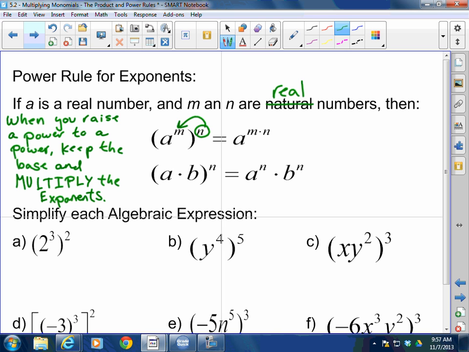But in this case, please pay attention. Everything that's inside of here has an exponent. You may not see it because it's an invisible one, but it's got it. So this outside exponent gets distributed to every exponent inside. A to the 1, 1 times n is a to the n. B to the 1, 1 times n is b to the n. So whenever you raise a power to a power, you distribute that exponent to every single exponent inside of the parentheses.